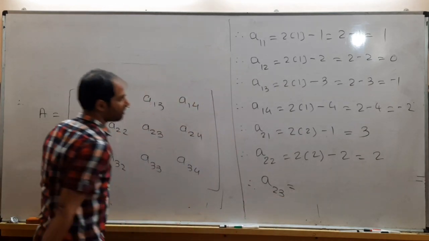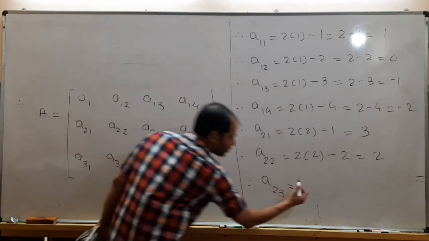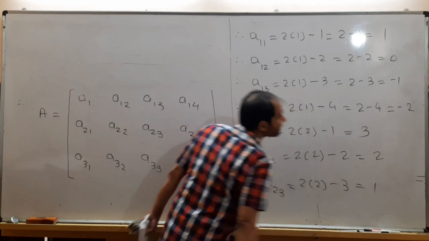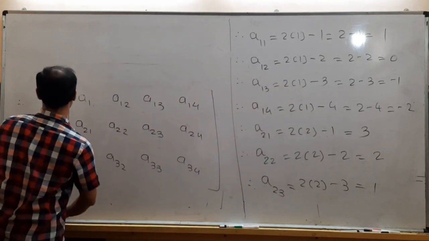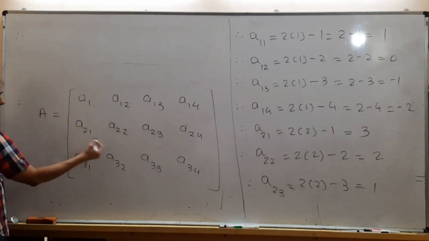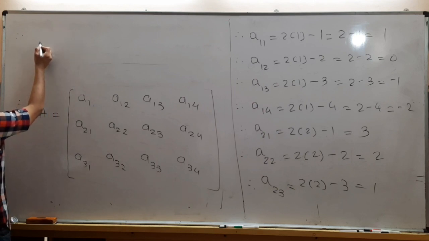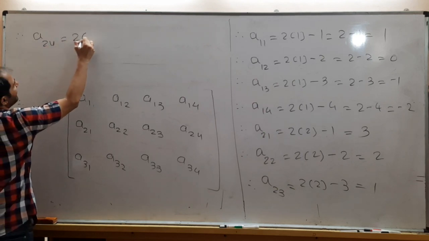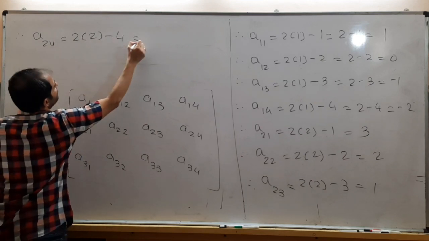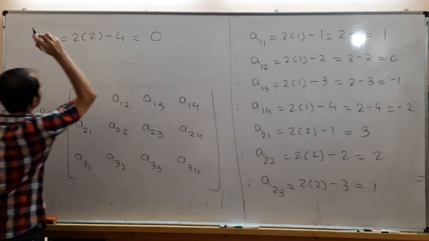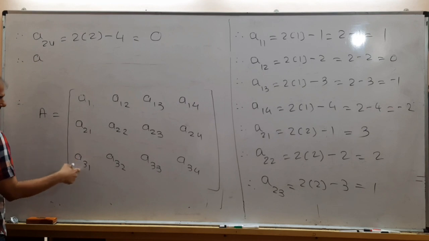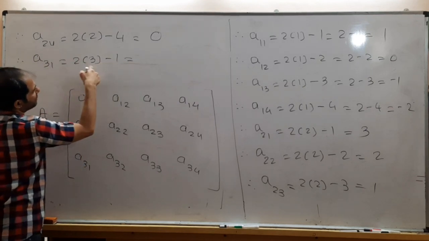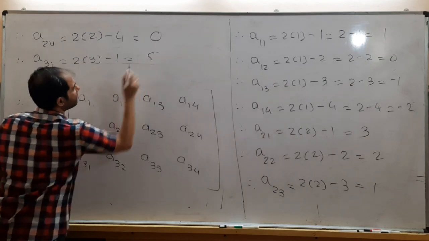So A23, the formula was 2i minus j. So 2 into 2 minus 3, 2 twos are 4, 4 minus 3 is 1. Okay, so A23 found, and then similarly A24. So 2 into 2, 2i minus j, so 2 twos are 4, 4 minus 4 is 0. A31, 2 into 3 minus 1, 2 threes are 6, 6 minus 1, that is 5.